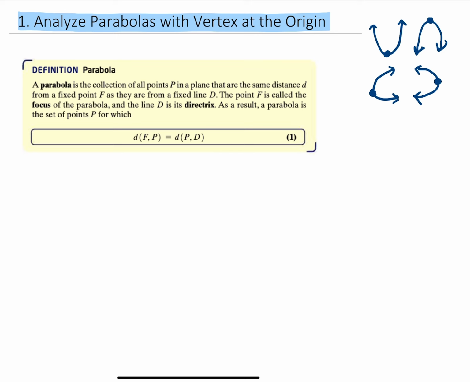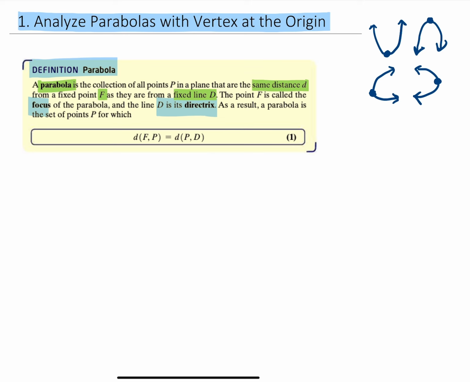Okay, let's first read their definition of a parabola. It'll look a little bit different from what we've seen before. So they say a parabola is the collection of all points in a plane that are the same distance from a fixed point F as they are from a fixed line D. So here's that kind of verbiage, this like all points are the same distance. In this case, they're saying they're the same distance from some point F, which we'll call the focus, and some fixed line D, which we'll call the directrix. And that's what they define here. F is the focus of the parabola, D is the directrix.